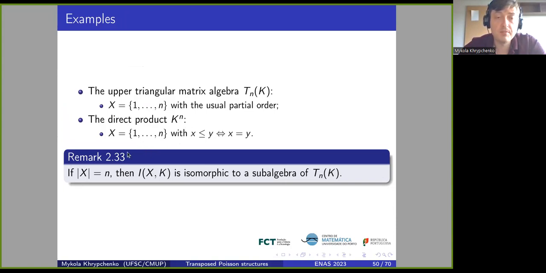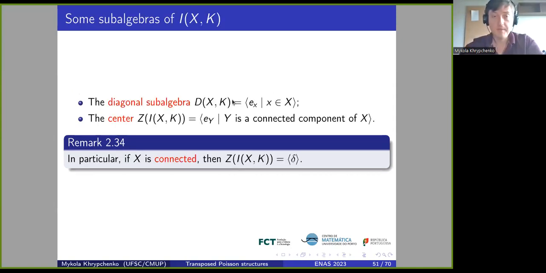And your incidence algebra, if X is a finite subset of cardinality n, is always isomorphic to a subalgebra in this algebra, and it always contains the algebra isomorphic to Kn. So it sits between these two algebras. Some subalgebras of this algebra: the diagonal subalgebra, which is isomorphic to the direct product of the field copies. This is spanned by Ex.